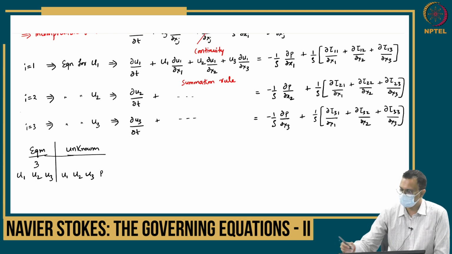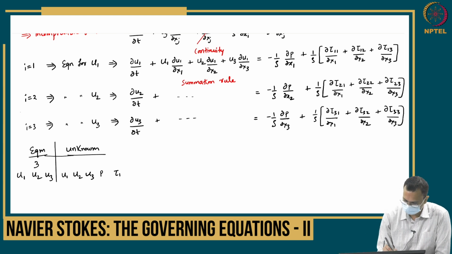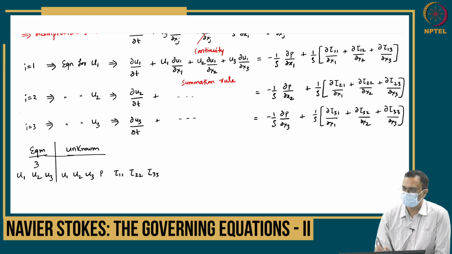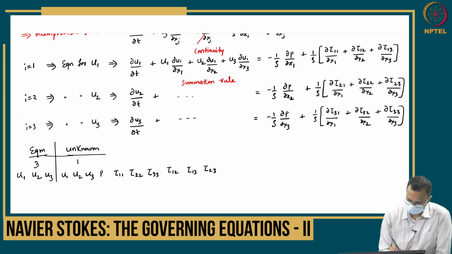So we can look into only the diagonal components here, τ11, τ22, τ33, and the off diagonal 3 components, that is symmetric. So τ12 and τ21 are the same. So I get 6 unknowns here extra, which are τ11, τ22, τ33, 3 normal stress terms, and then 3 shear stress terms, which are τ12, τ13, τ23. So I get 4 plus this, 10 unknowns.